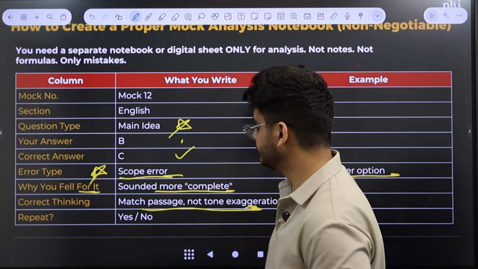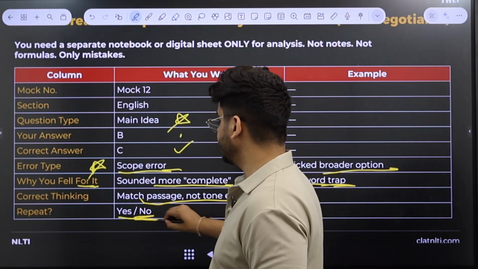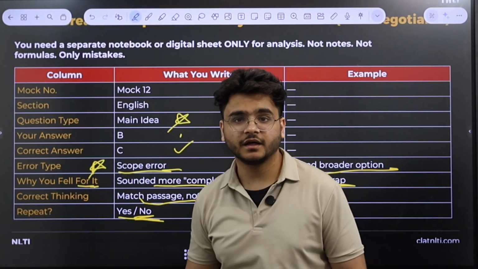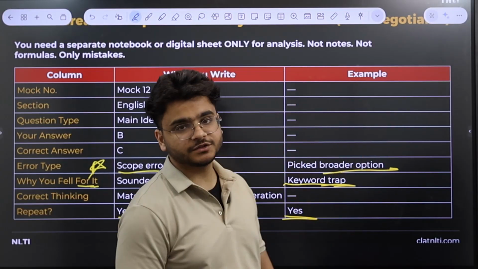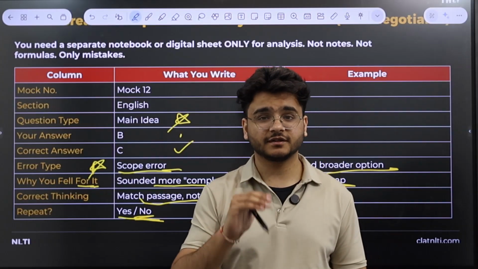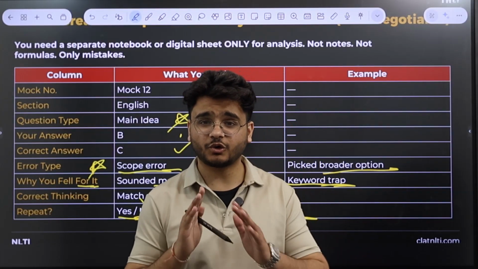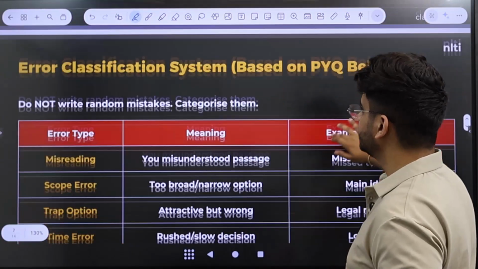Very important for you. And the last thing, was it a repeat mistake? Are you making the same mistake again and again? If yes, write down yes. And if it happens more than 4 or 5 times, practice those sort of questions, 50, 60, 70 questions of the same sort. So this is a very good template if you're analyzing your mock.